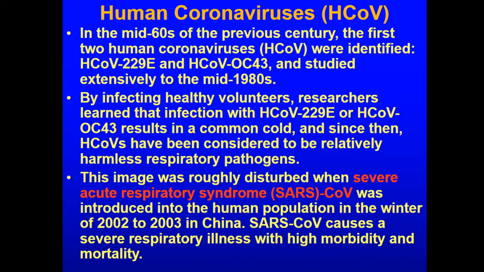This image was roughly disturbed when severe acute respiratory syndrome, called SARS, coronavirus was introduced into the human population in the winter of 2002 and 2003, and again it started in China. SARS-CoV at that time caused a severe respiratory illness, unusual atypical pneumonia with high morbidity and mortality. Morbidity is the incidence of the disease, and mortality is the incidence of deaths.